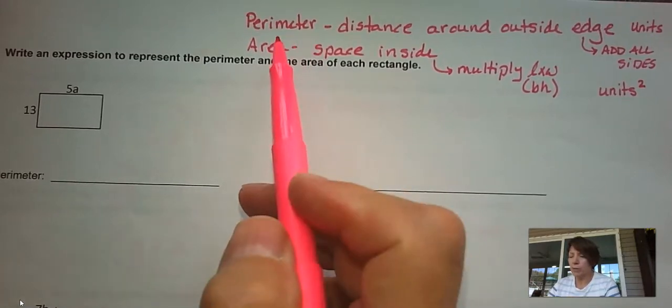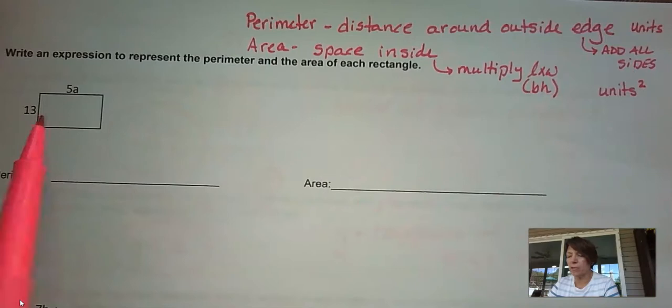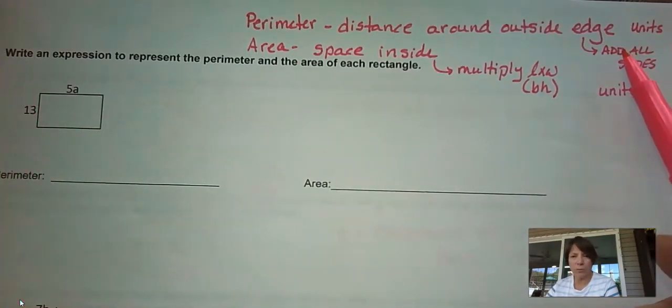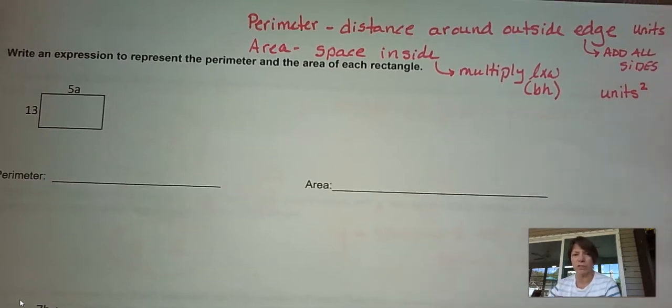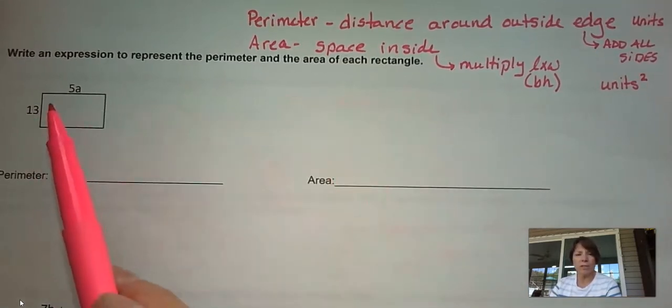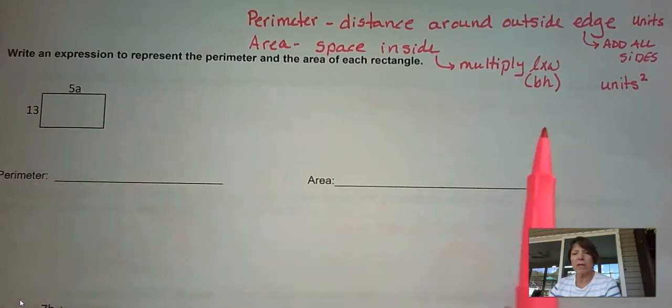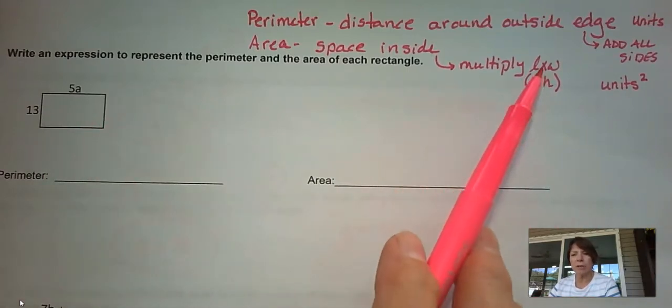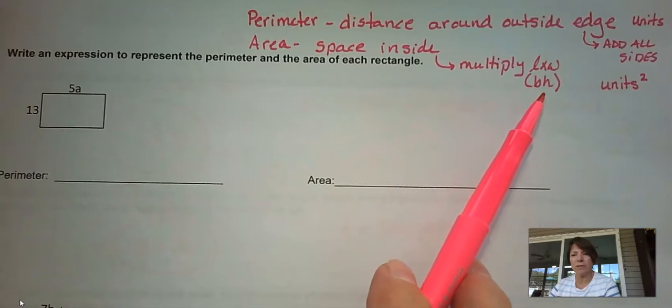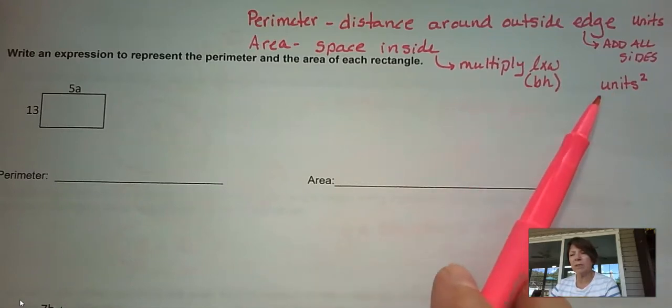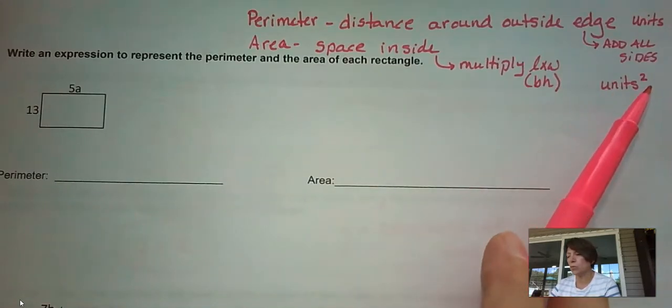Remember that perimeter is the distance around the outside edge, or the rim. And the way that we compute perimeter is we add all the sides together. And its label will be in units. If it was feet, we would just write feet. If it was inches, we would just write inches. The area is the space inside of a figure, and we compute that by multiplying length times width, or another way to say that is base times height, and it will be labeled in whatever the units are, squared.